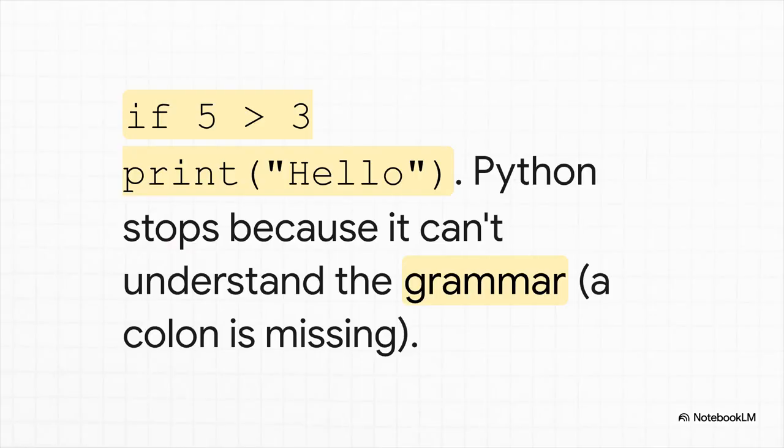Let's look at a super simple example of a syntax error. See this? If 5 greater than 3, print hello. Now, you and I know what that's supposed to mean, but Python is super strict. It sees that missing colon after the 3 and just stops. The program doesn't even get a chance to run because the instructions themselves, the grammar, is broken.